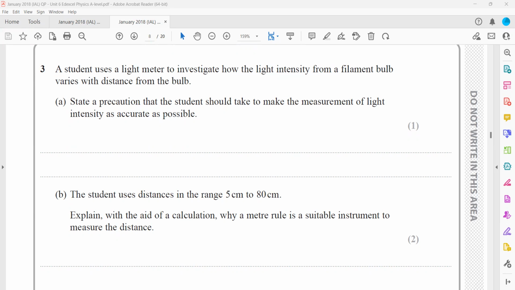Otherwise, because the main experiment is investigating, using a light meter, how the light intensity from a bulb varies with the distance, the bulb should be the only source of light, or there should be no other light source.